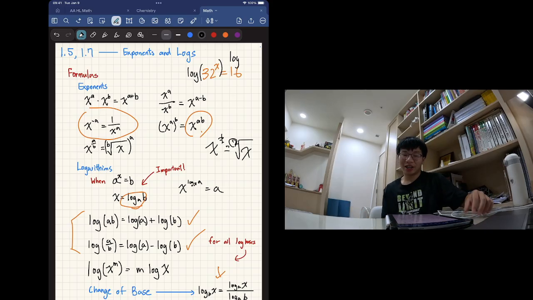So, 1.5 and 1.7, this is basically all there is to exponents and logs. But all these formulas are super important, and they're used in more questions than this unit. So this is crucial knowledge.